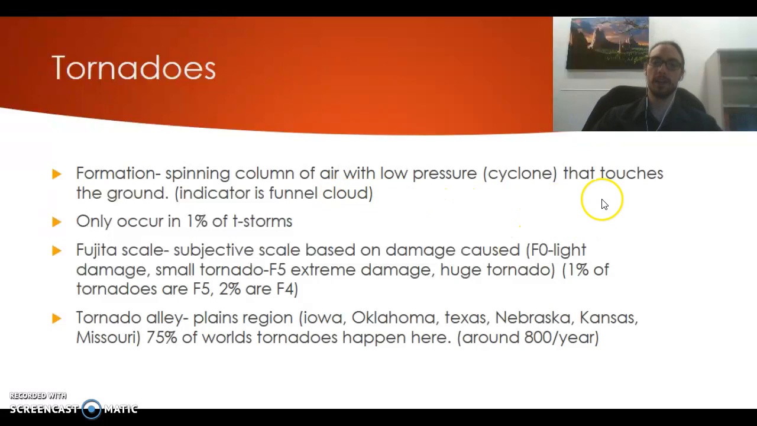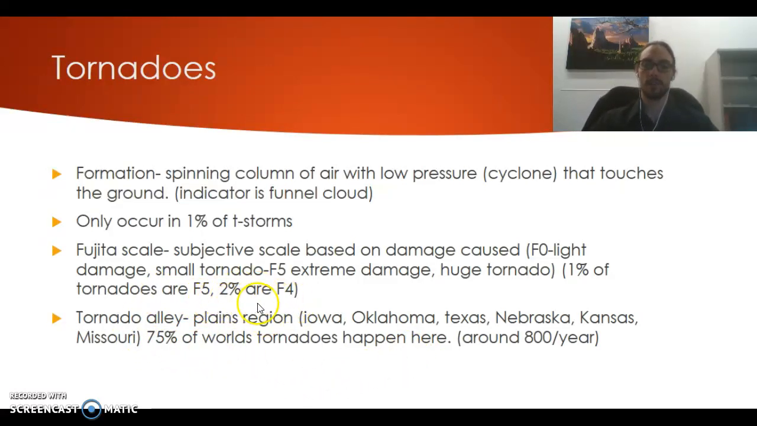So we can have spinning columns of air in the air, and if they don't touch the ground, they are not a tornado. An indicator for tornadoes is a funnel cloud, and essentially that's just a spinning dark cumulonimbus cloud in a thunderstorm. Tornadoes only occur in about 1% of thunderstorms, so they're very rare. And speaking about the rareness of tornadoes, roughly 75% of the world's tornadoes happen in the United States. And most of those happen in Tornado Alley.